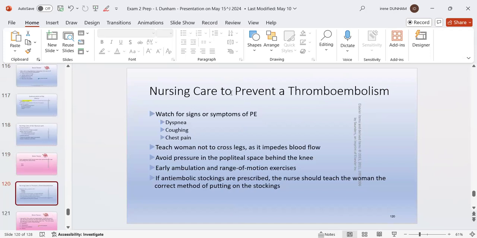All right, if I'm teaching somebody to prevent a thromboembolism, I want to teach her not to cross the legs, as we all do all the time. Avoid pressure in the popliteal space behind the knee. Get up and move, like we've been sitting here for a long time. We need to probably get up and do some early ambulation and some range of motion exercises. And the signs and symptoms of a pulmonary embolism are difficulty breathing, coughing, and chest pain.